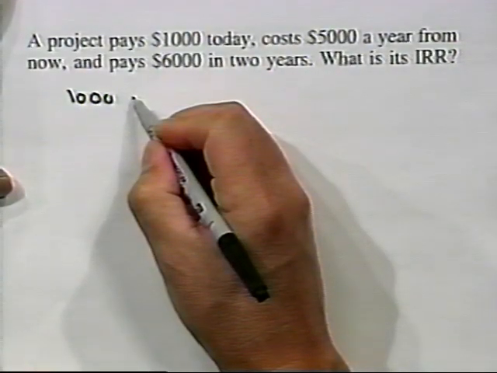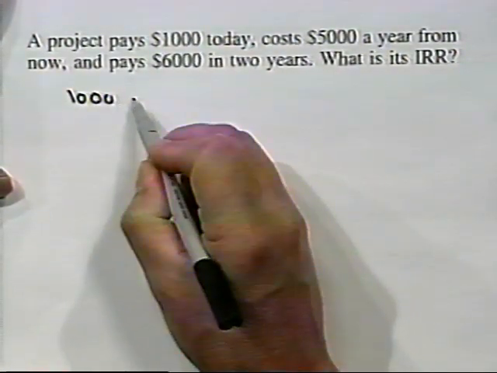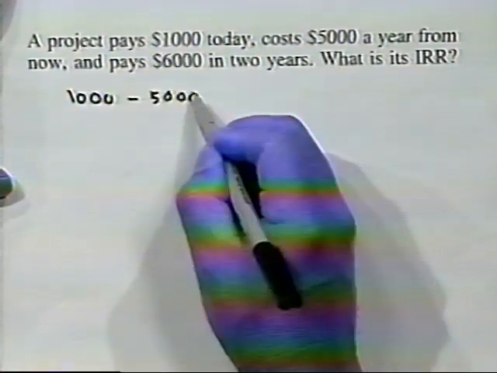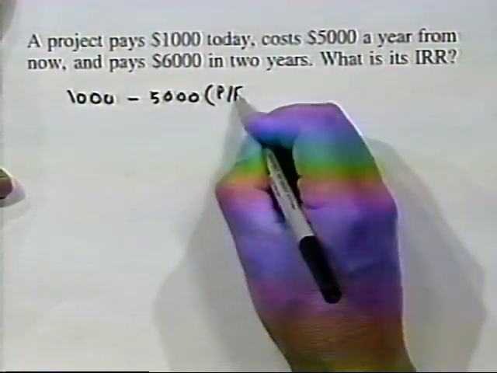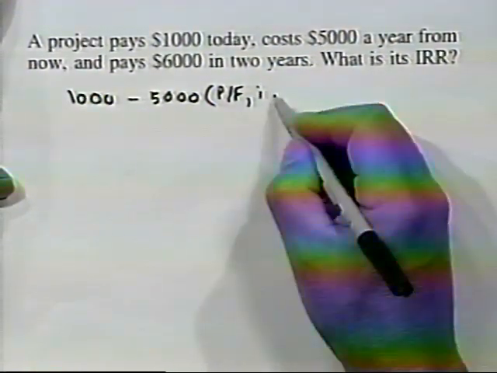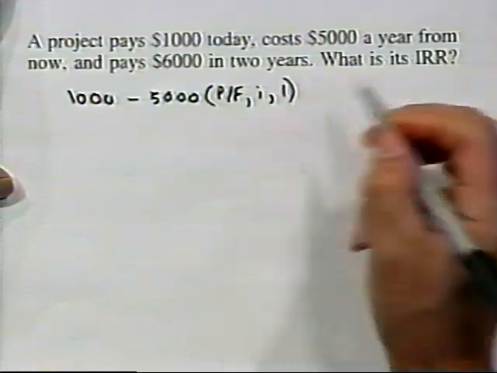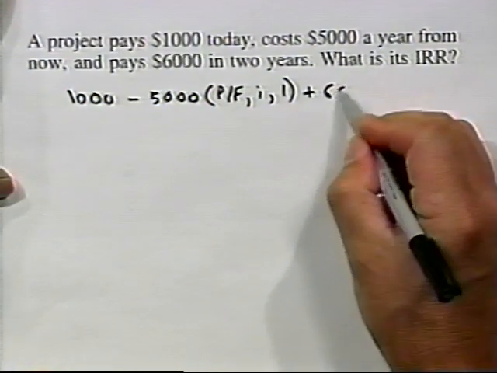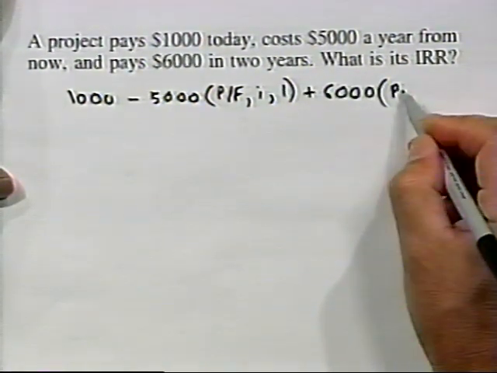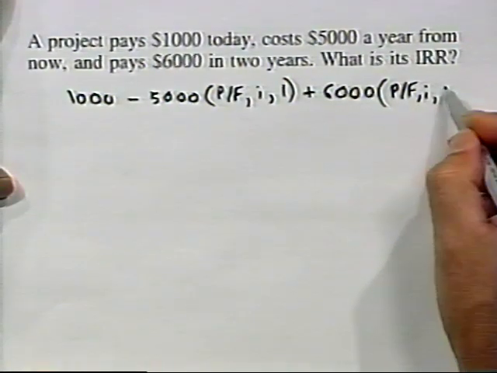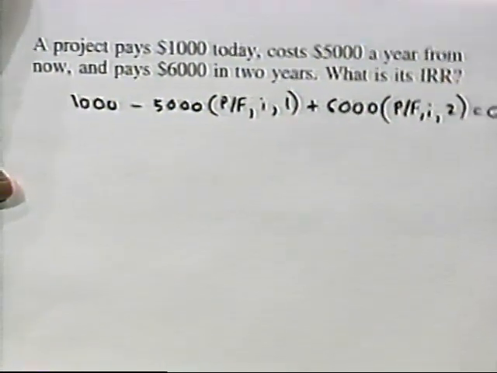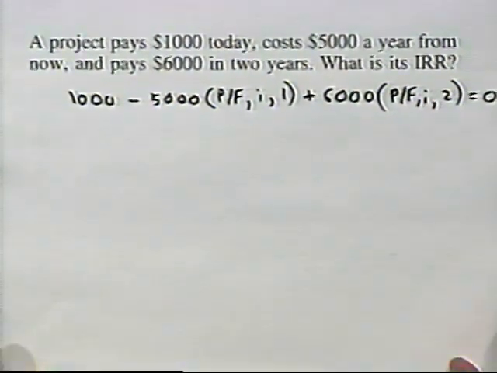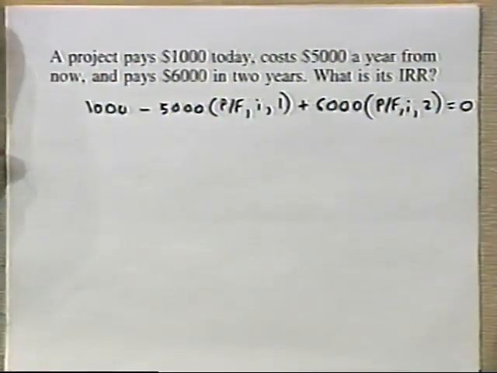Well, we've got $1,000 today, that's a payment. We've got a cost of $5,000 a year from now, which I can bring to present worth at some unknown interest rate, which will be the internal rate of return over 1 year. And we also have $6,000 positive, which is a payment, 2 years from now, which will bring to present worth at an interest rate over the 2 years. And if I set that equal to 0 and solve for the unknown I, that'll give me the internal rate of return. That's the standard formula.